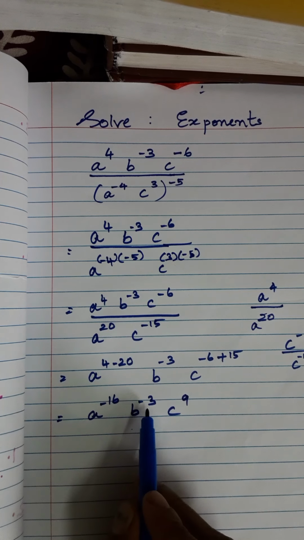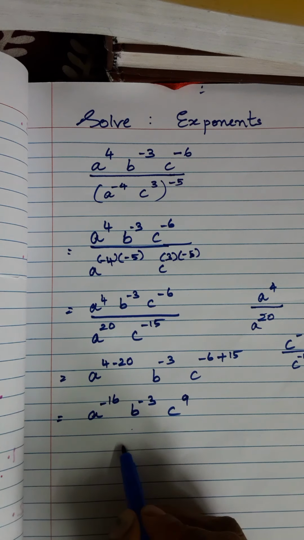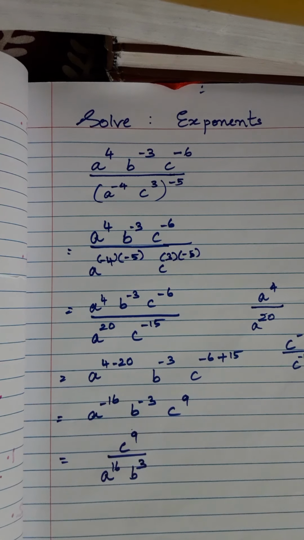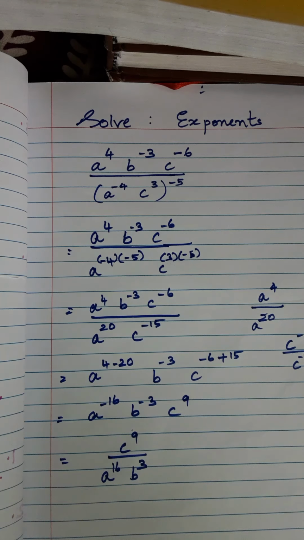So I'm going to bring all my negative exponents to the denominator. So it will be c to the power 9 divided by a to the power 16 and b to the power 3. So this will be my answer.